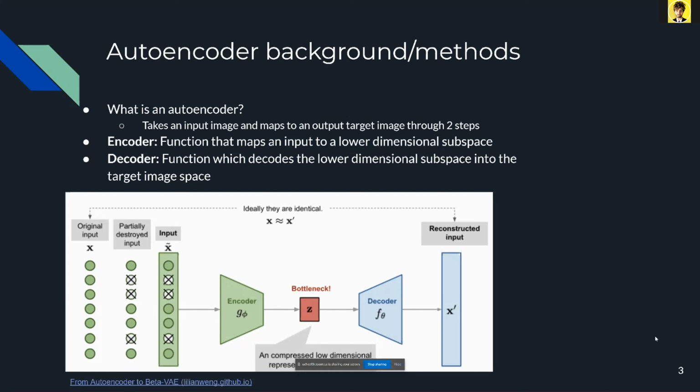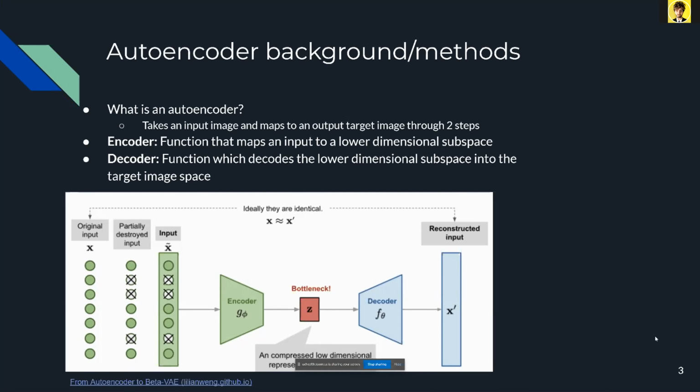So taking a close look at this picture, on the very left column in green, there is a label called original input. These are going to be our clean MRIs, so MRIs with no artifacts. And then the column next to it is labeled as the partially destroyed input. These are our MRIs that have artifacts in them. These MRIs, the ones with the artifacts, will be fed into the encoder, where they will be mapped to this lower dimensional subspace shown in red, labeled Z.